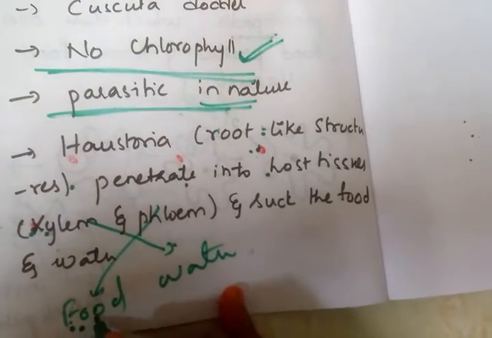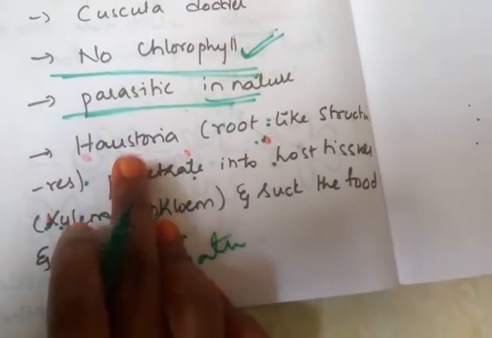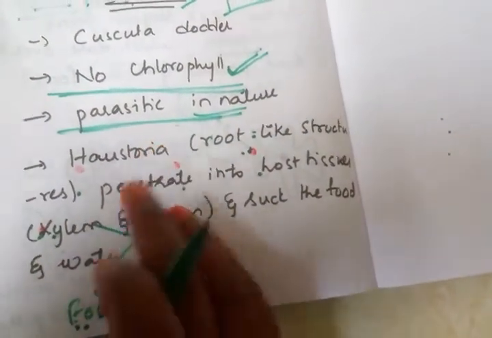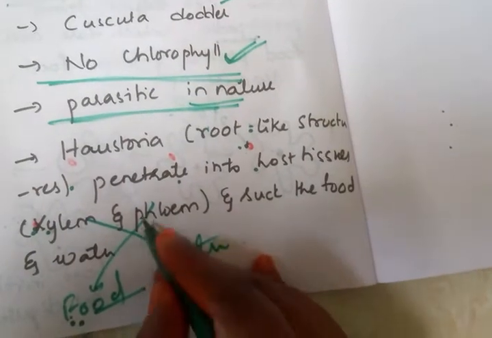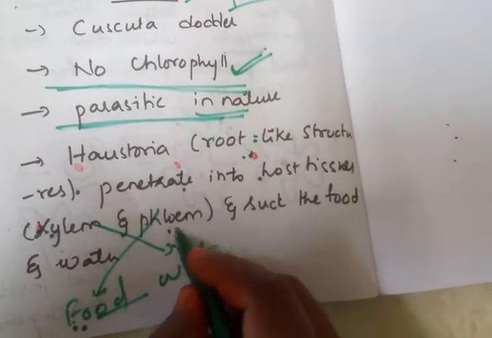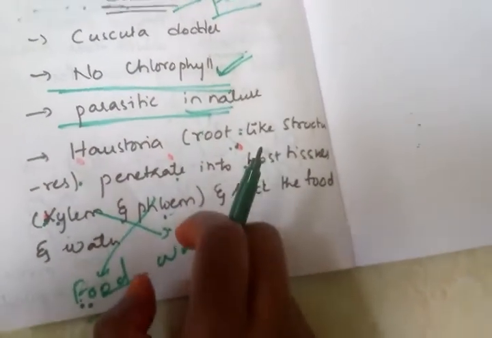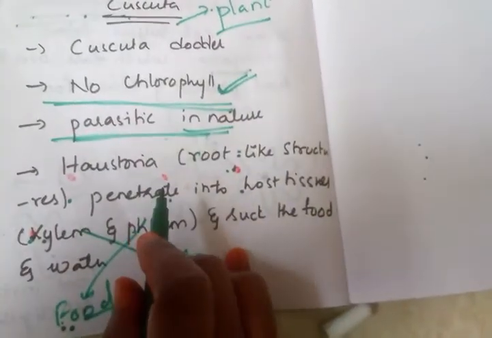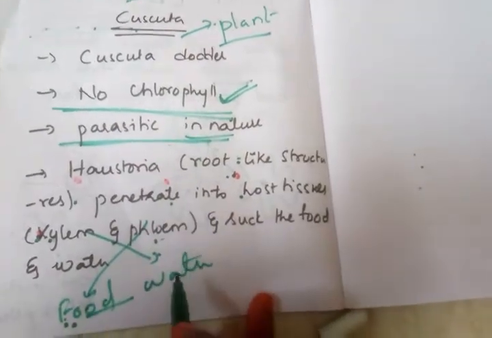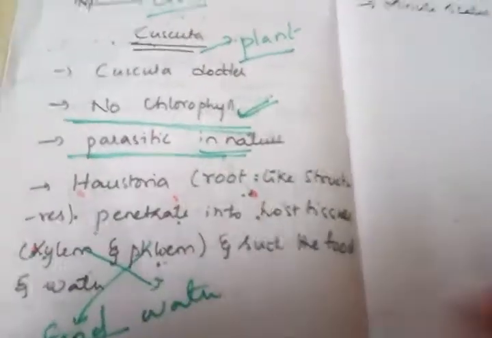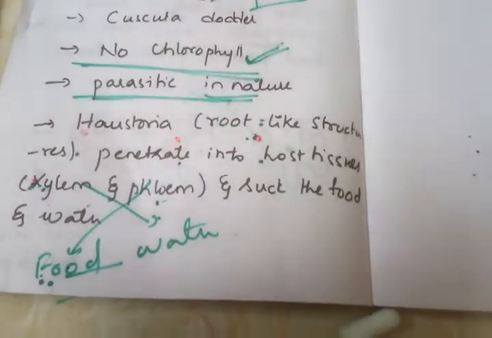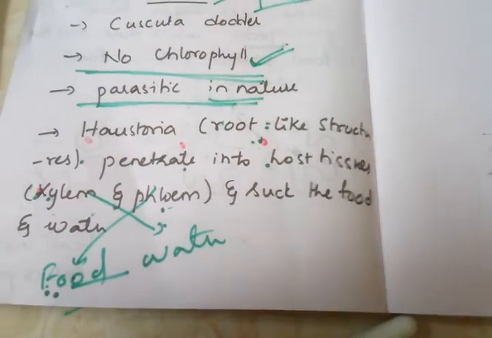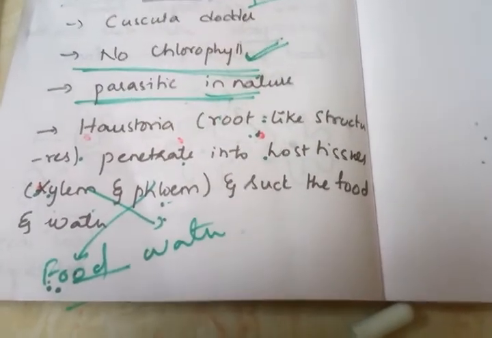Now what the Cuscuta does is, it sends these haustoria to the neighbor plant tissues, and the haustoria penetrate into the xylem and phloem of the neighbor plants and suck the juices, just like a straw. When we suck juices through a straw, in the same way the haustoria act like straws for the Cuscuta plant, and they suck the juices from the xylem and phloem. From the xylem they suck the water, from the phloem they suck the food, and slowly, by taking the food from the neighbor plant, the neighbor plant dies from lack of food.